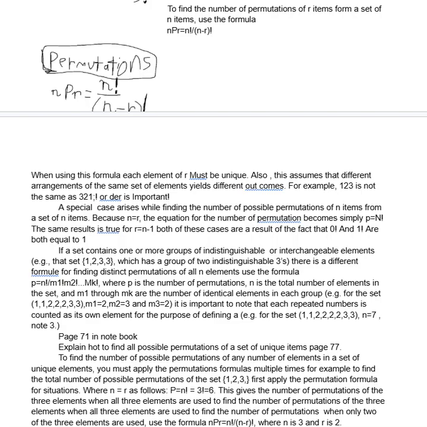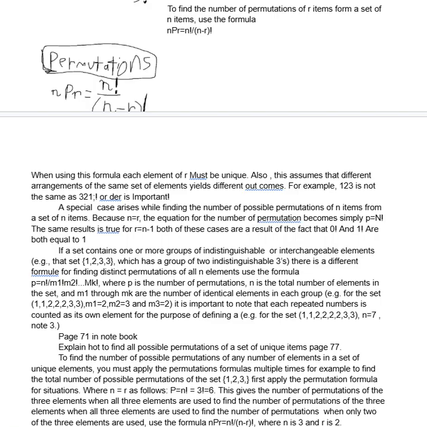When using this formula, each element of r must be unique. There must be one of it. This assumes the different arrangements of the same set of elements yield different outcomes. For example, 123 is not the same as 321. Order is important. Cannot say that enough.